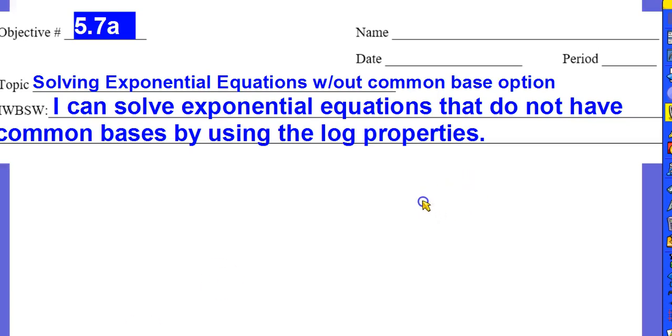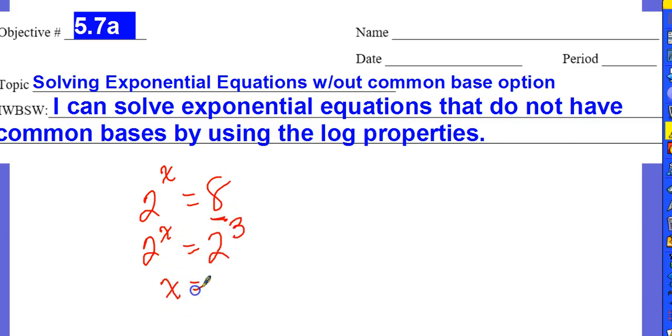Okay, so today we're going to be working on solving exponential equations without the common base option. And so let me remind you of the common base option. If I were to give you the problem 2 to the x power equals 8, you have already the capability of solving this problem because you can write 8 as a base 2. 2 to the x equals 2 to the third, therefore x equals 3.